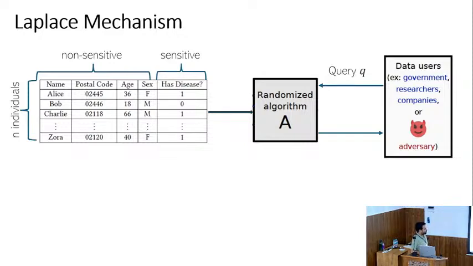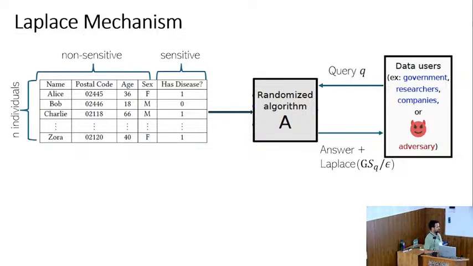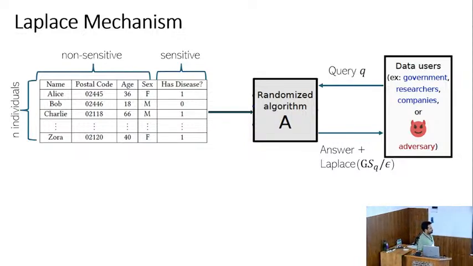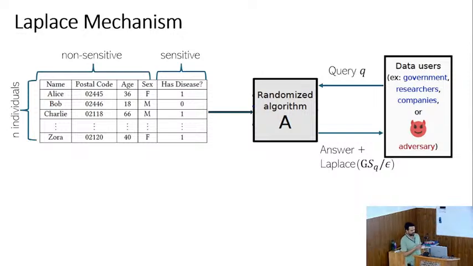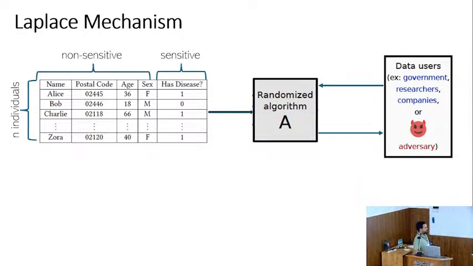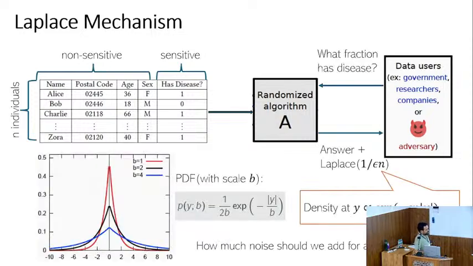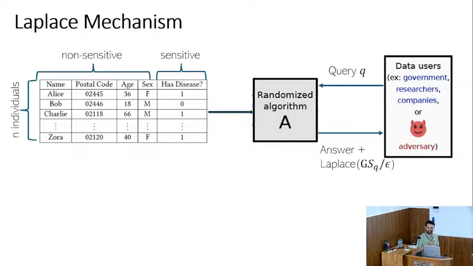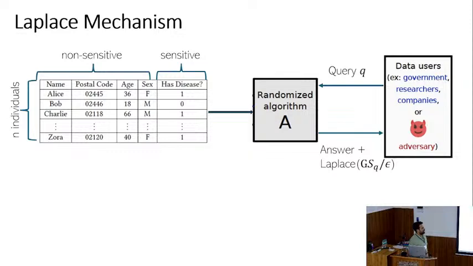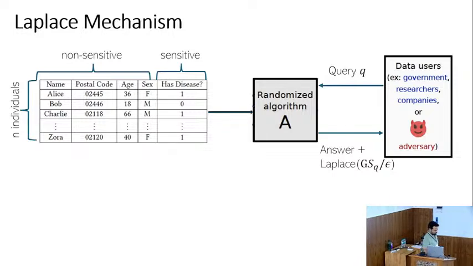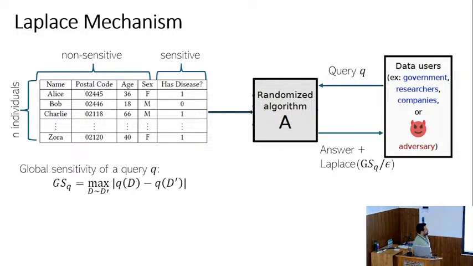So we have a query Q, and the query-dependent noise that we'll add now is Laplace noise with scale GS sub Q divided by epsilon. Here I'm replacing 1 by n by this quantity GS sub Q, which is called the global sensitivity of a query Q. So for a given query Q, you will add Laplace noise to the answer with scale global sensitivity by epsilon. What is global sensitivity?